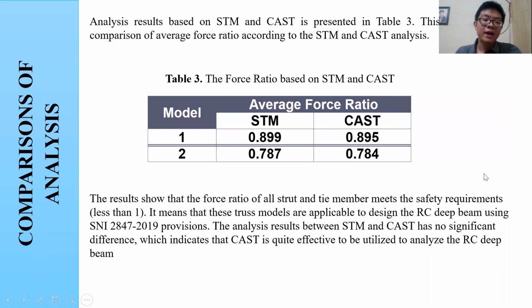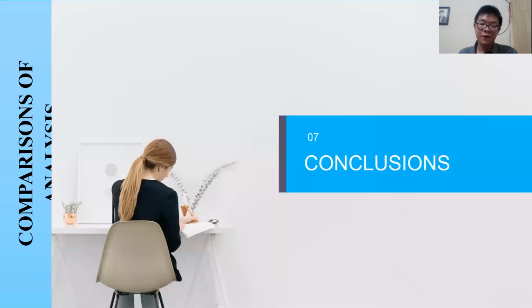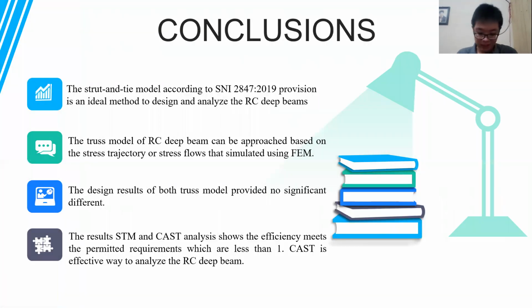From the analysis results based on STM and CAST, we can compare the average force ratio according to them. And from table 3, we can see the result. The result shows that the force ratio of all strut and tie members meets the safety requirement, which is less than 1. It means that the strut-and-tie models are applicable to design the reinforced deep beam using SNI provisions. So from the analysis and design, we can conclude 4 points as we can read from the slide.